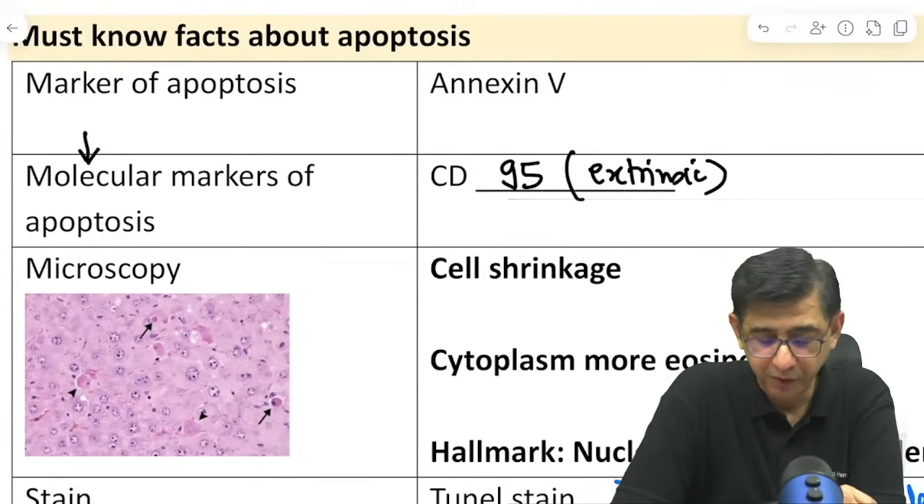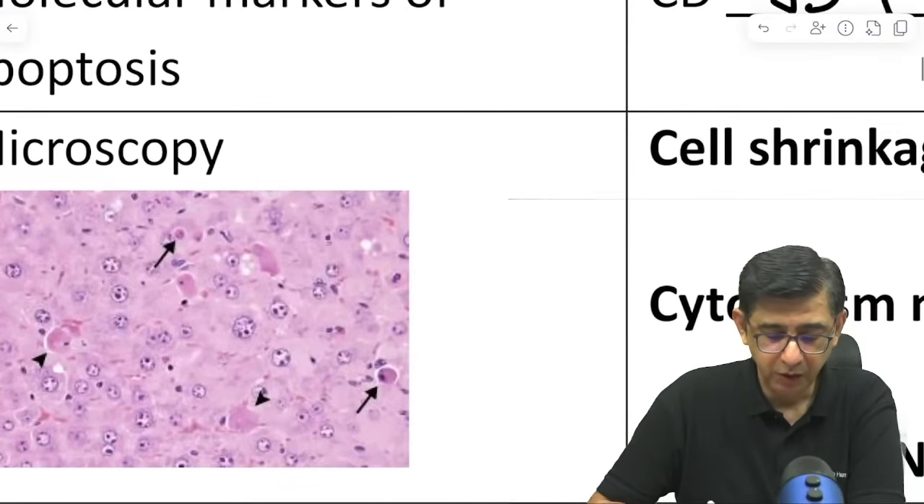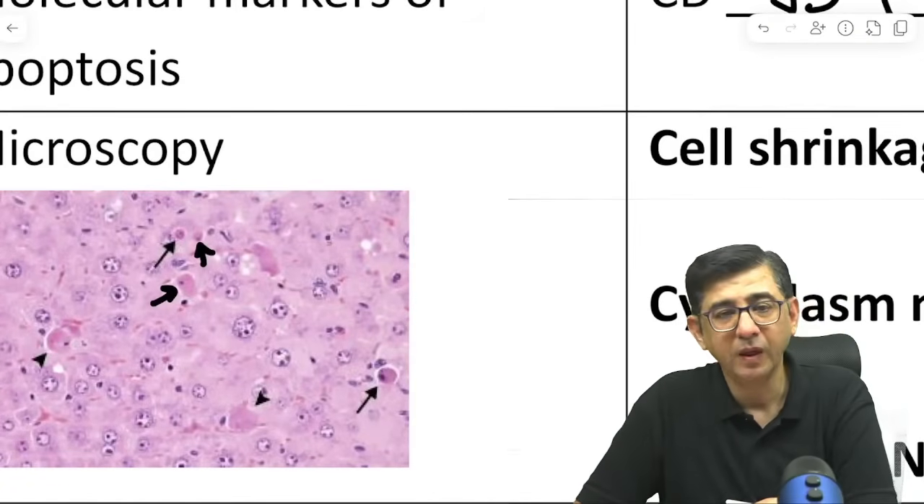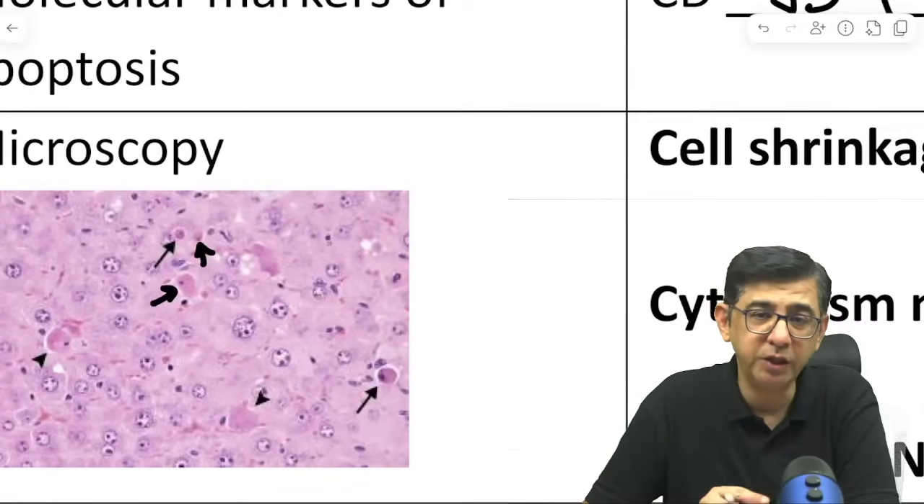Then are the microscopic findings where you can notice these pink bodies present in the middle. These pink bodies are the normal cells that had died. So cell shrinkage and the cell will become eosinophilic.